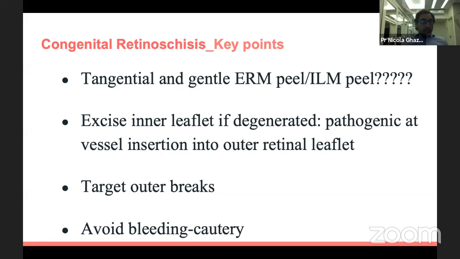There is no literature on that, whether to peel or not to peel the ILM in retinoschisis, no definitive literature, I should say. But I elected to keep the ILM. The inner retina should be excised if degenerated, because I believe it's pathogenic in the mechanism of outer retinal tears and retinal detachment. Target the outer breaks and avoid bleeding, and use a lot of cautery like I showed you.